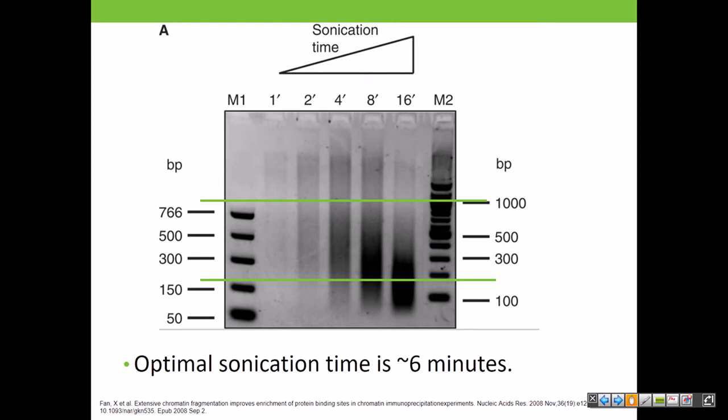The good news is that once you figure out what cells you're using, how many you're using, all the other conditions, you don't have to check the sonication time with every experiment. Now, if you change anything, yes, you have to check again. But at least for consistent repeats, you can set your time, determine the best sonication time, and move on.